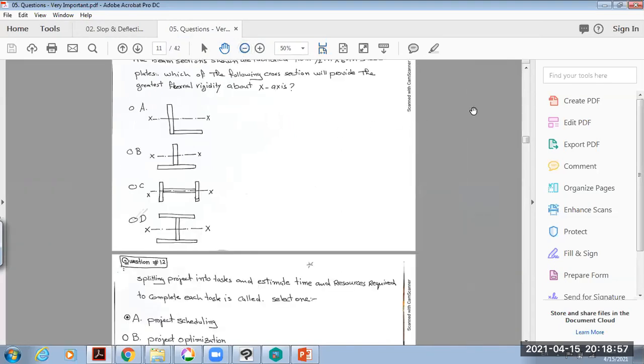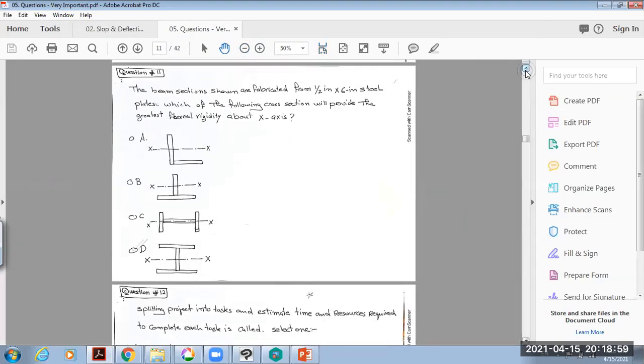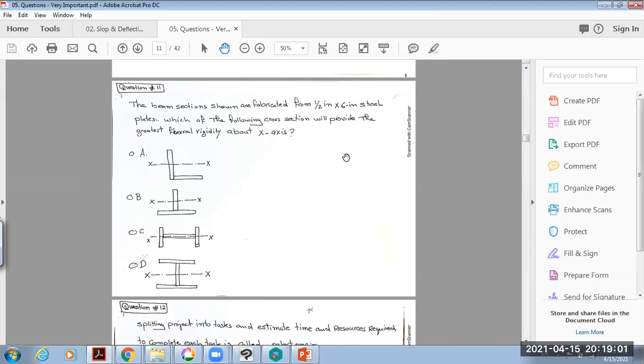See guys, this question number 11. The beam section shown are fabricated from 1/2 inch multiply 6-inch steel plates.